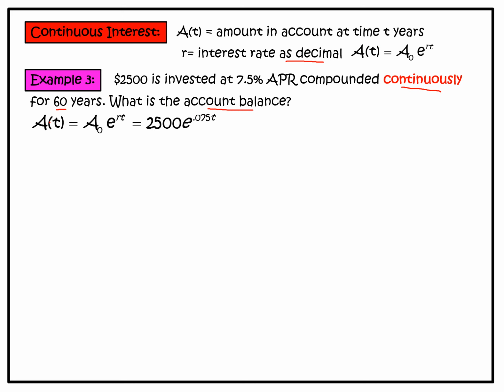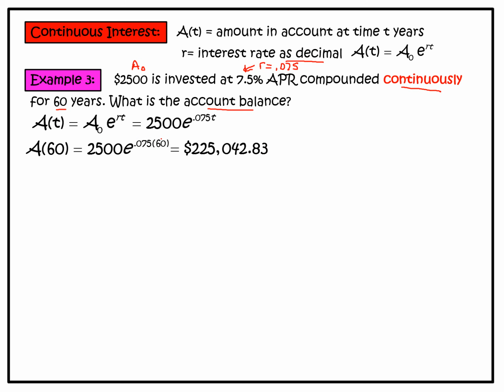So we know that A of t is A0 e to the RT, and A0, that was our time zero amount. So this is A0, and it's invested at 7.5%. That's telling us that R equals 0.075. Okay, so my R right here is 0.075. So we've got our equation. And then we want to know what's the amount after 60 years. So that's just asking what happens when t equals 60. So you take 60 and plug in for t. So 2,500 e to the 0.075 times 60.